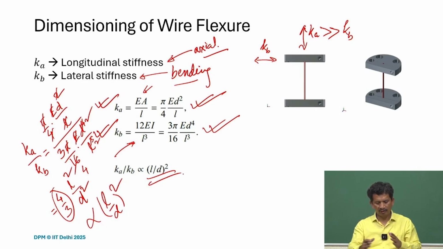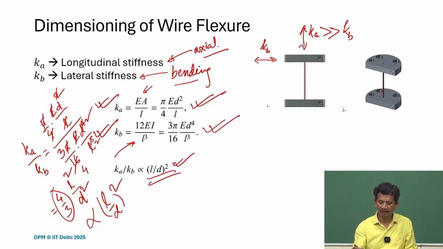So yeah, if we just take one wire flexure, this is the ratio, and everything cancelled out except L by d square. So if we have this, it's very easy to work with.